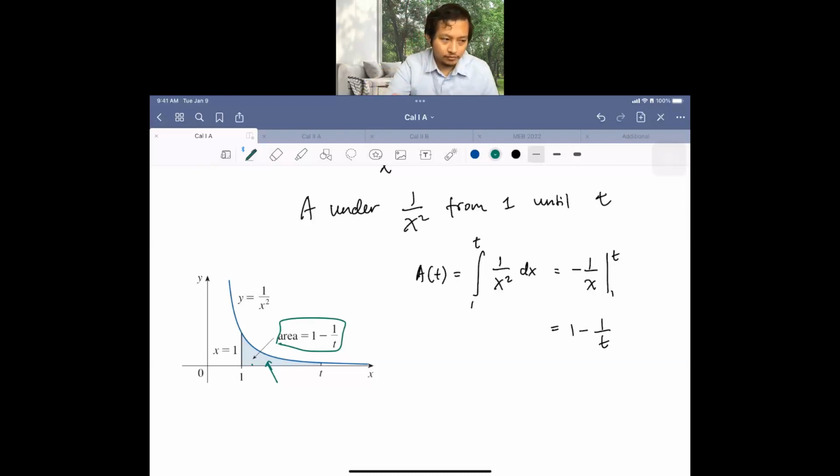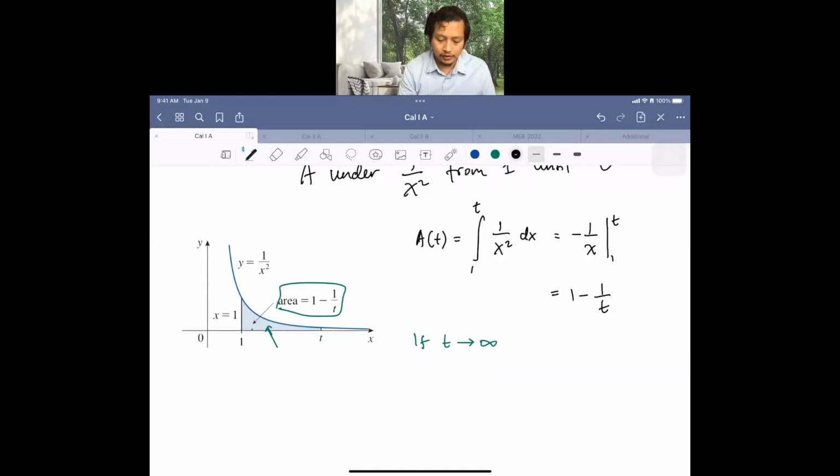Now, if t is approaching infinity, we might think that as it gets larger, we take the limit as t goes to infinity. This means we have the limit of 1 minus 1 over t. Because t is large, 1 over t goes to 0, so this part is going to be 0, and the result is just 1.